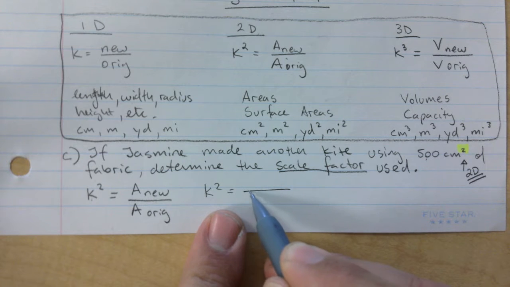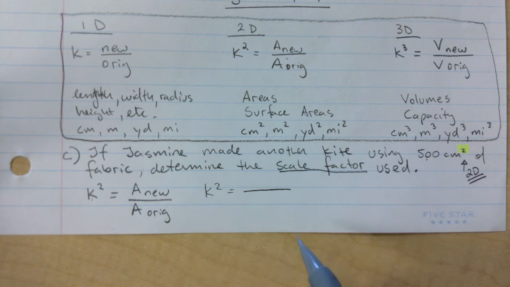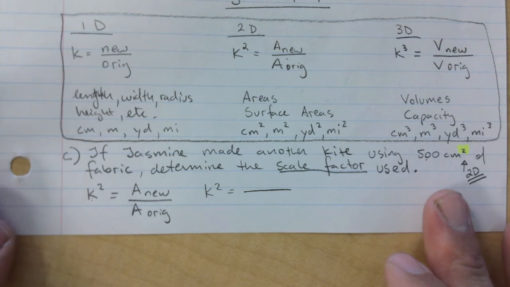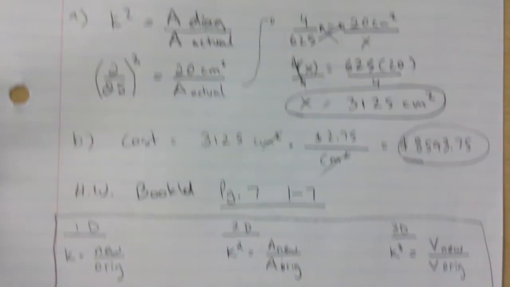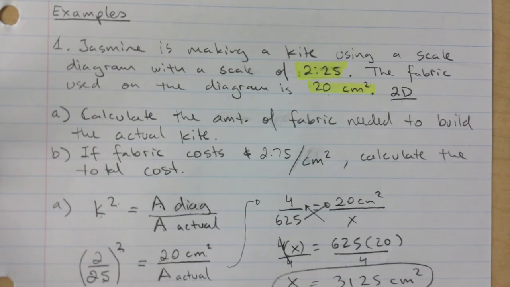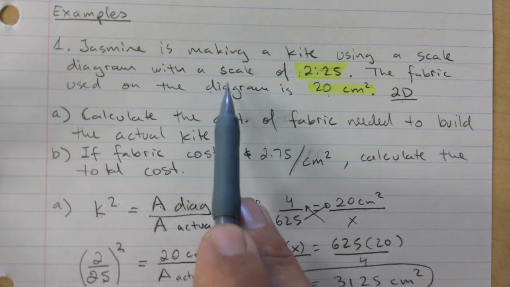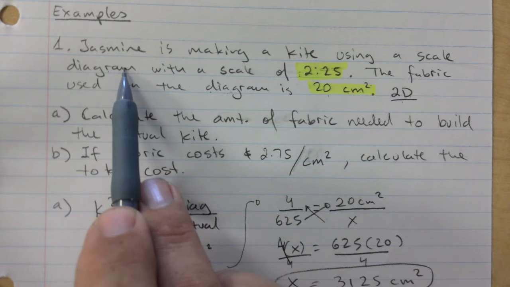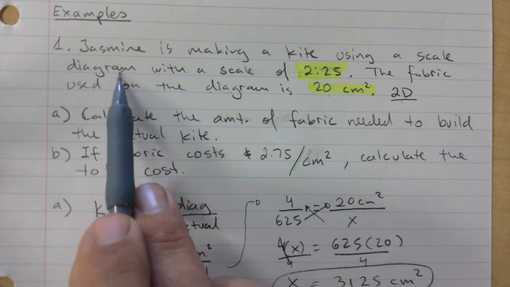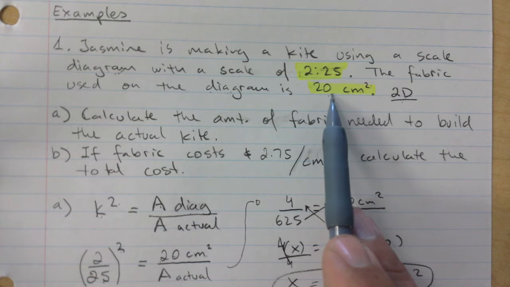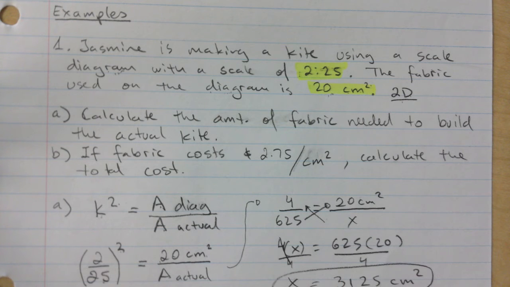Now I might confuse you with this. What's better to use here, diagram and actual or new? Because I'm going to read the original question to you here. I should have started a new one, right? Because she's making a kite using a diagram, right? So this is your diagram. So what should we rather be using? Diagram and actual. Okay, so my apologies.